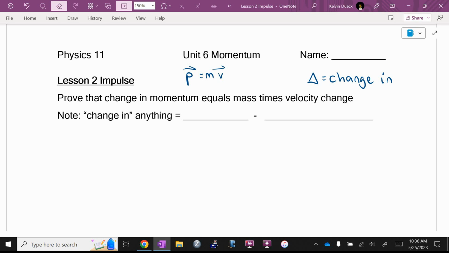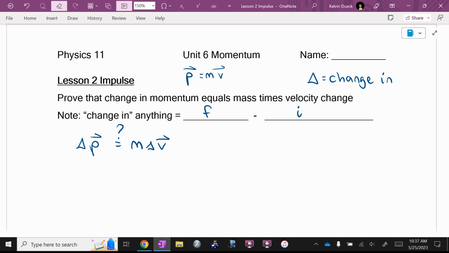What's change in anything always? In fact, I think it's the first thing I put on your formula sheet. Change in anything is always final minus initial. I'm going to abbreviate final with an F, and initial with an I. What does it want us to prove? It wants us to prove that change in momentum is the same as, I'll put a question mark because we're trying to prove that, mass times velocity change.